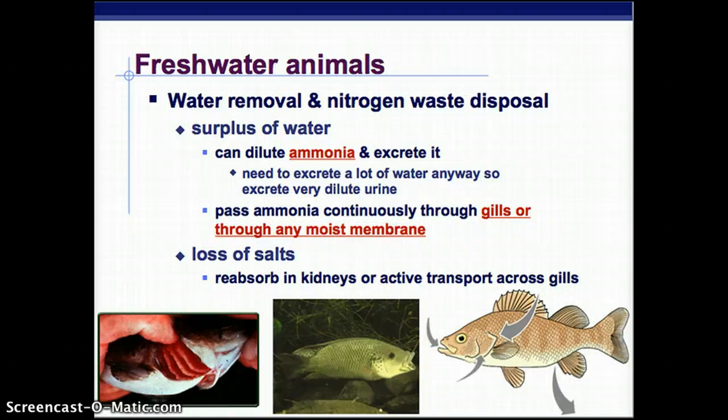So here you go, freshwater animals. Water removal and nitrogen waste disposal. They've got this surplus of water, so they just dilute it and excrete it. Dilute the ammonia and excrete it. Like you've got those really strong household cleaning chemicals, you can dilute them and then they're not as harmful to you. They have to excrete a lot of water anyway, so they just excrete dilute urine. So they pass that ammonia continuously through their gills or any moist membrane they have. They have a loss of salts, though, which they reabsorb in the kidneys or through active transport across the gills.